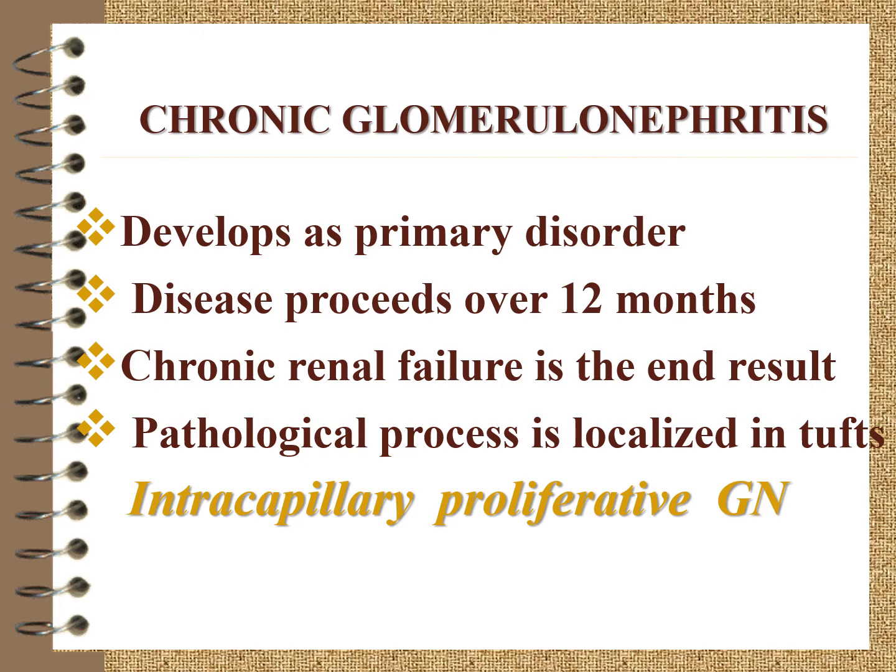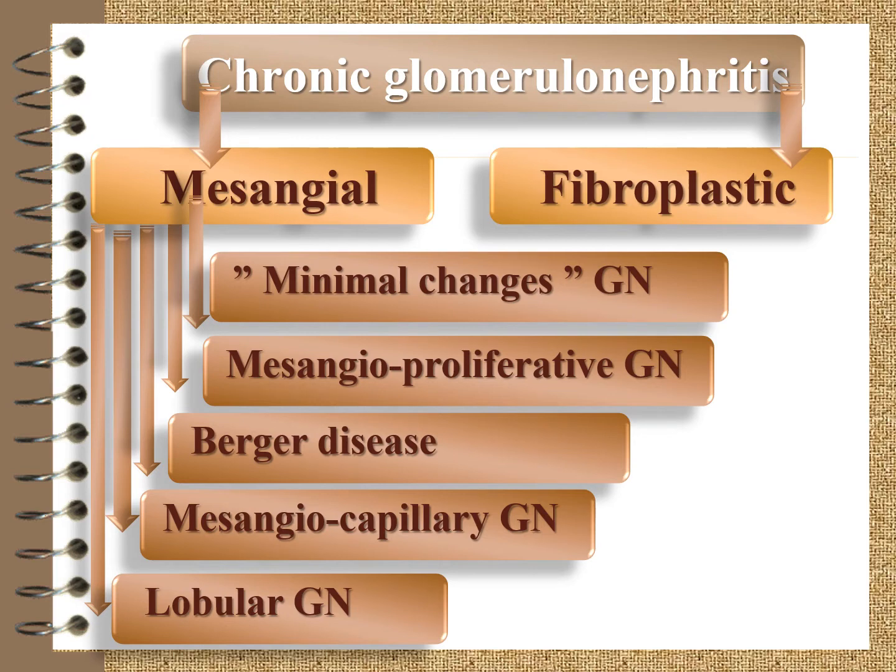Histologically, the pathological process is located in the tufts; this is intracapillary proliferative glomerulonephritis. The most common forms are mesangial and fibroblastic glomerulonephritis. In this form, there are generalized changes caused by deposition of immune complexes in the glomerular capillary basement membrane and mesangium, as it is intracapillary proliferative glomerulonephritis. According to the level and character of this morphological change, there are the following types of mesangial glomerulonephritis.